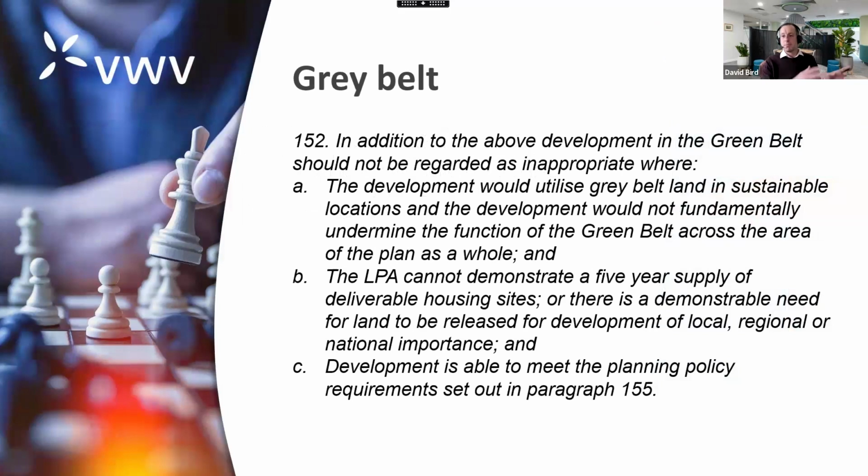So in addition to previously developed land, which is already allowed, and infill, etc., grey belt land is not to be regarded as inappropriate for development where it would not fundamentally undermine the function of the green belt across the area of the plan as a whole. I think that is the key to getting things built. Fundamentally undermine the function of the green belt across the area of the plan as a whole.